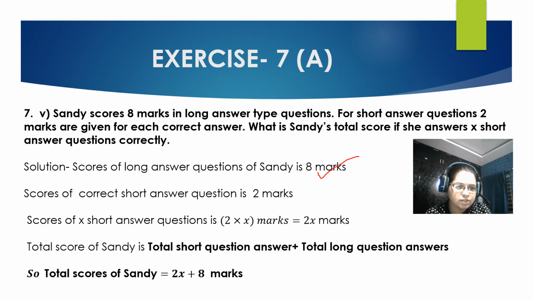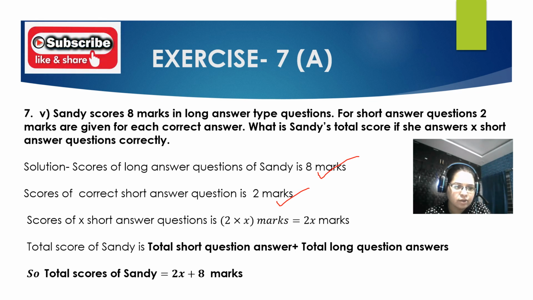So the score of long answer is 8 marks and the score of each correct short answer question is 2 marks. This is given. We have to find Sandy's total score if she answers X short answer questions correctly. So X short answer questions will be 2 multiplied by X, that is 2X marks.